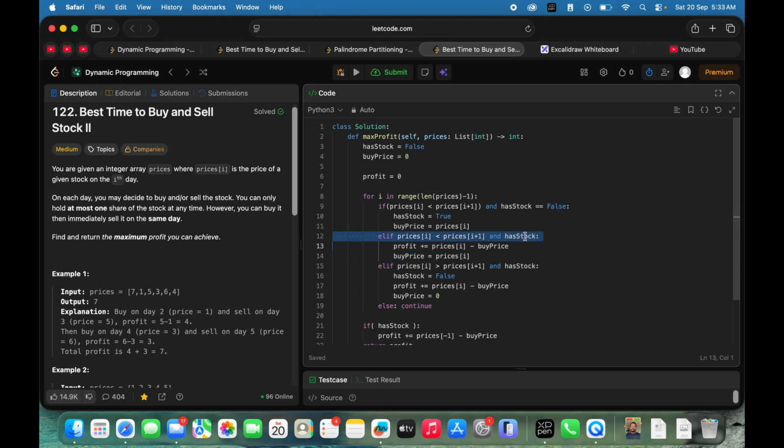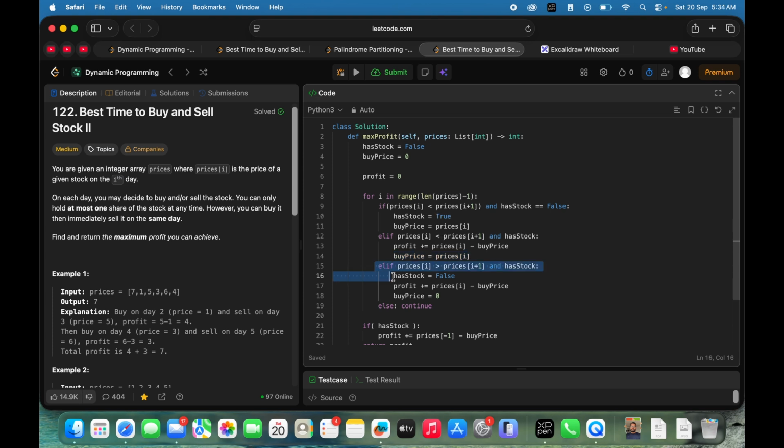We don't have to reassign this variable to true and false because it is already true. We are just selling it here, booking the profit, adding the profit to our profit variable, and then we are again buying it immediately. So the new buy price is going to be the current day's price, right?